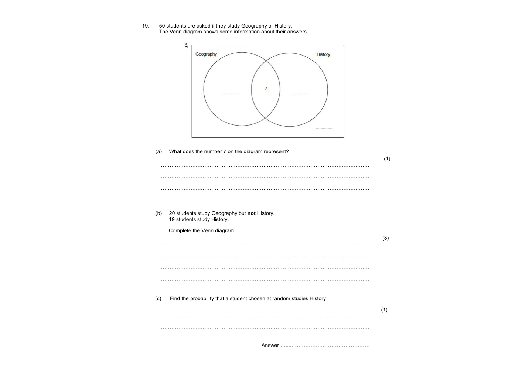Question 19. We have some information about students who study geography or history. What does the number 7 on the diagram represent? 7 represents the intersection of geography and history. It represents the students who study both subjects.